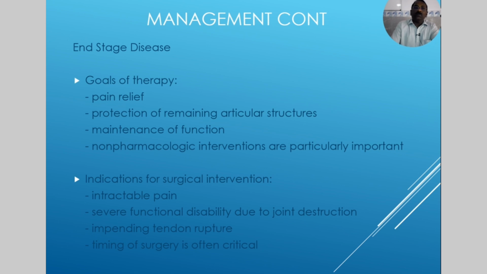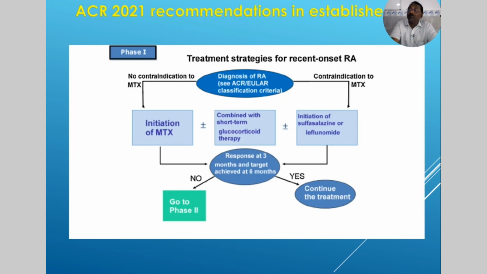End-stage disease. So the goals of the therapy: pain relief, protection of the remaining articular structures, maintenance of the function. Non-pharmacological interventions are particularly important here. Indications for surgery: intractable pain, severe functional disability due to joint destruction, wear, transplantation, impending tendon rupture. Timing of the surgery is often very critical in some cases. Even though we say that surgery is helpful, most of the people don't listen to our words. And in some of the families, they almost look like destitutes. No one cares for them when the disease is very aggressive. So this is a very important one.